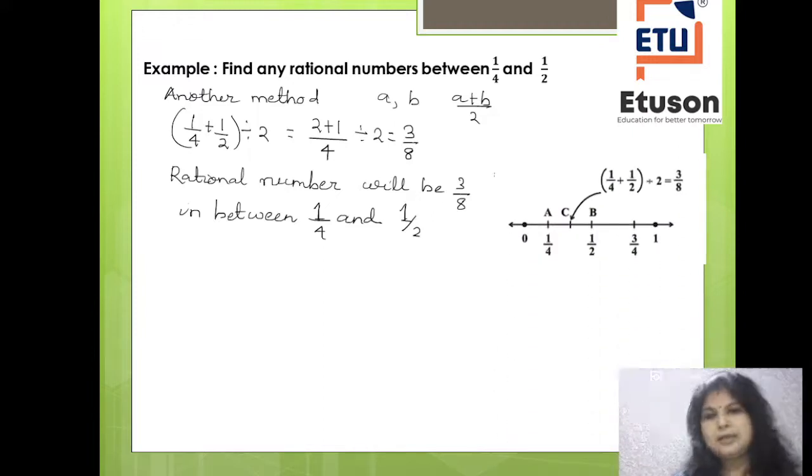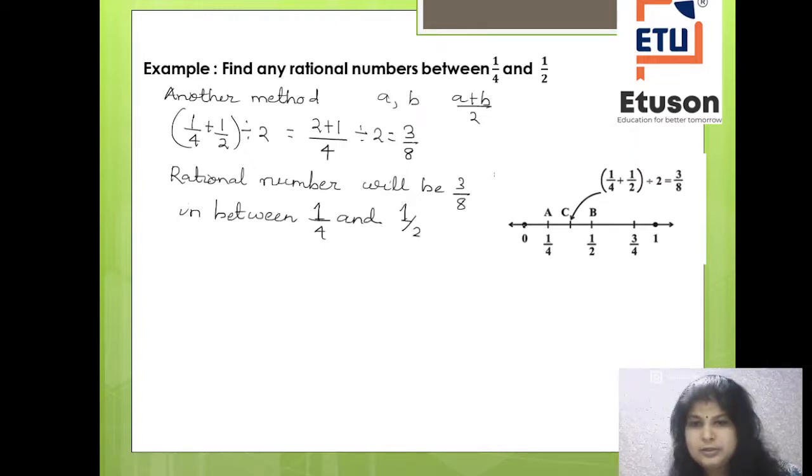So this is the number line. You can see here how 3 by 8 is represented on the number line. You have started from 0 to 1. Because the LCM of the denominators is 4, we have divided the space between 0 and 1 into 4 parts. So 1 by 4, 2 by 4, which is nothing but 1 by 2, 3 by 4 and 1. Hope this is clear for you.